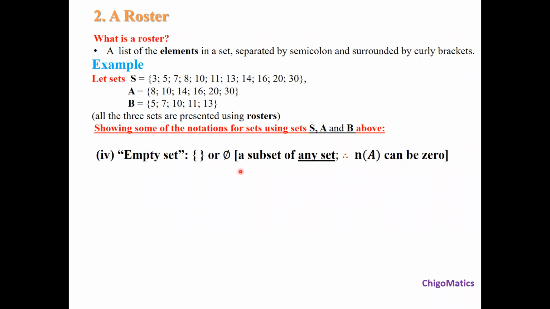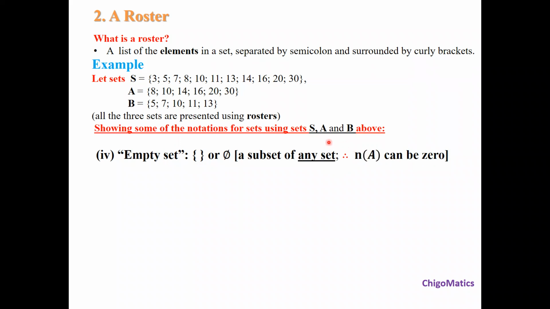But we need to understand that an empty set is a subset of any set. Remember, we have talked about subset, A being a subset of S. But we are saying if you have an empty set, it is a subset of any set. So if I define another set C and say set C is equal to an empty set, then that set C is a subset of B, is a subset of A, is a subset of S by virtue of being an empty set. Therefore, the number of elements in A can be zero. That means if A was an empty set, then the number of elements in set A can be zero.